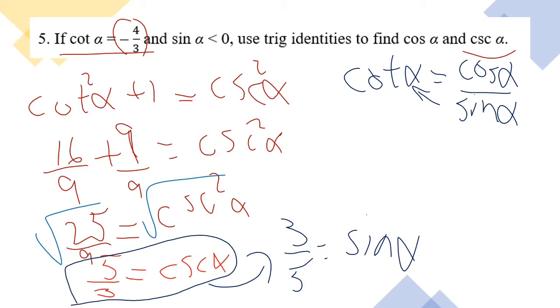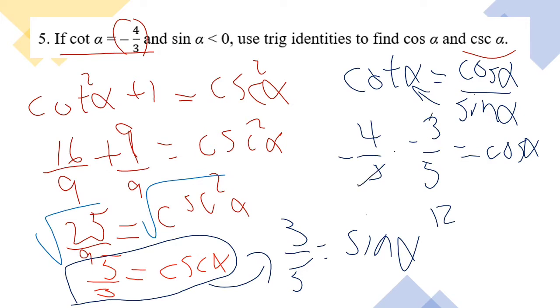So cotangent is negative 4 over 3 times sine, which is negative 3 over 5. And once we multiply straight across, 4 times 3 is 12. Or actually, we can cancel the 3's. So let's erase that 12. So we end up with 4 over 5.